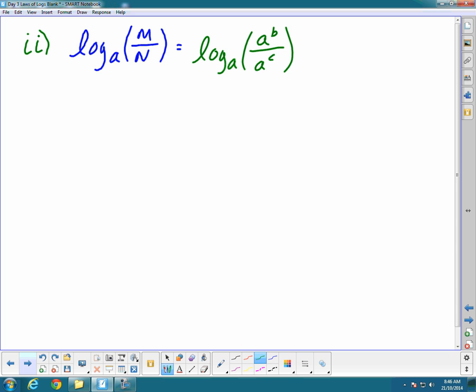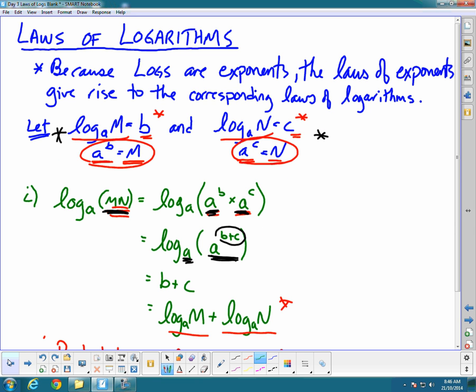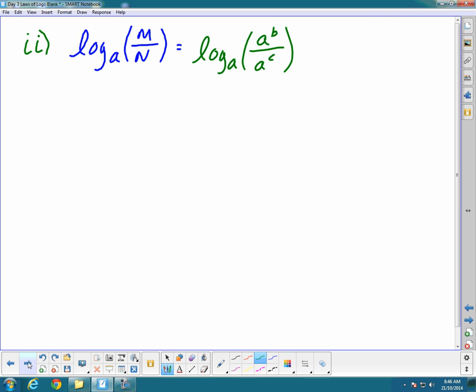Now, just like in the last proof, we used an exponent law when we were multiplying. So here, we're going to use an exponent law when we divide. So what happens when you divide powers of the same base? We subtract the exponents, that's right. So it'll be a to the b minus c. We subtract.